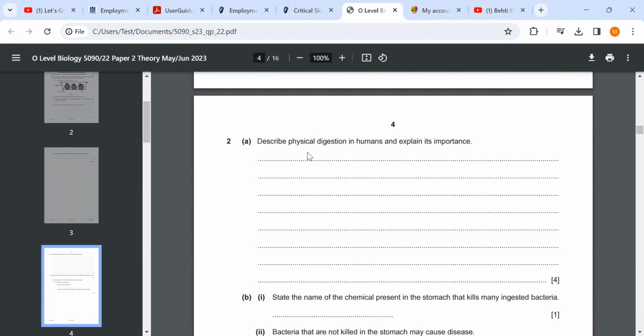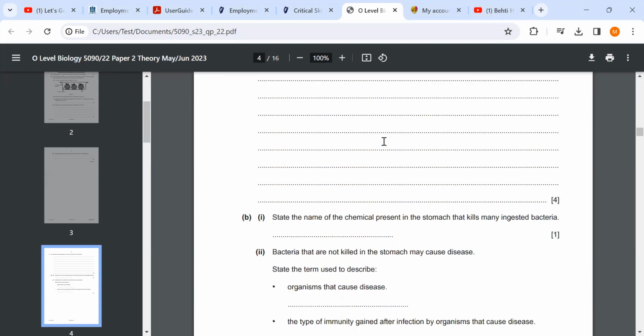Now, in question two, they ask about the process of physical digestion in humans. We start off with mechanical digestion, which occurs in the human mouth, which is the chewing and grinding of food by the human teeth and rolling it into a bolus by the human tongue. The significance of chewing is that it increases the surface area for chemical digestion, which occurs mainly by the salivary amylase present in the mouth and secondly by the enzymes present in the alimentary tract in the human body.